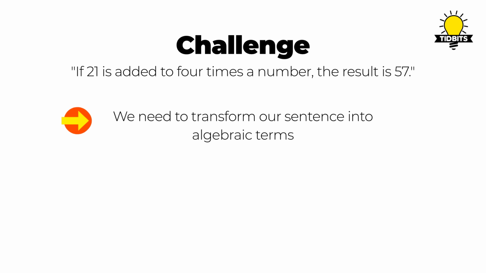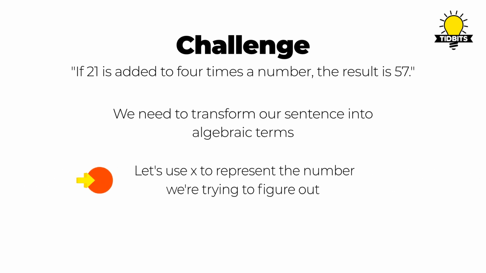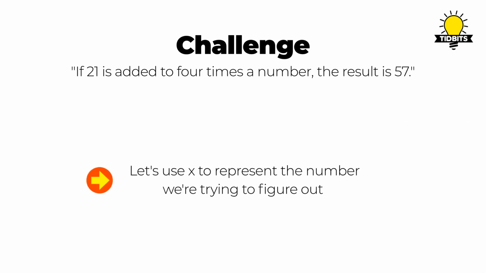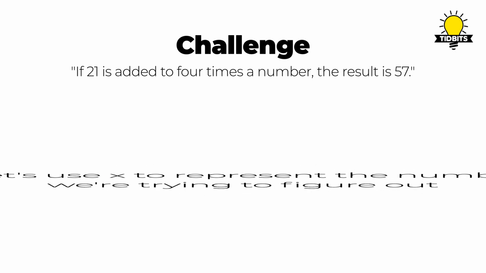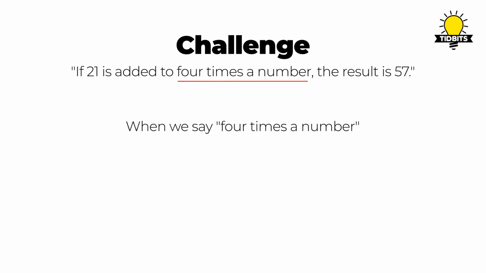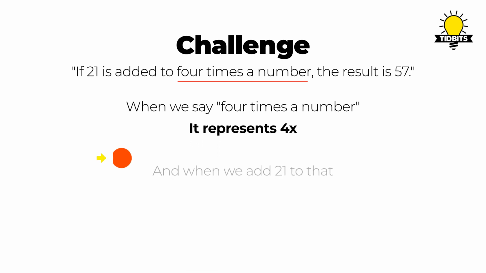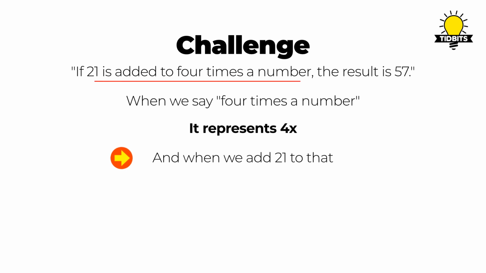Every algebraic equation starts with a variable, so first we need to define the variable. Let's use x to represent the number we're trying to figure out. When we say 4 times a number, it represents 4x. And when we add 21 to that, it becomes 4x plus 21.